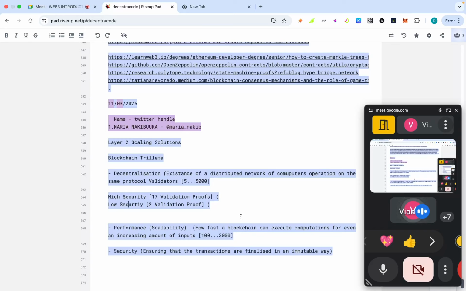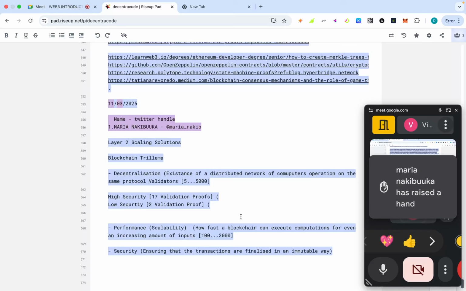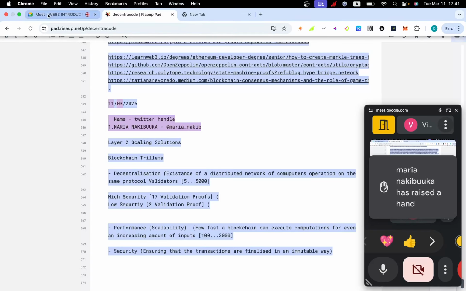Other DPINs do other things. Some utilize your internet, your unused bandwidth. One of them is Grass. It's a Solana project, and there are quite a number of them. But the concept, yes, Maria.